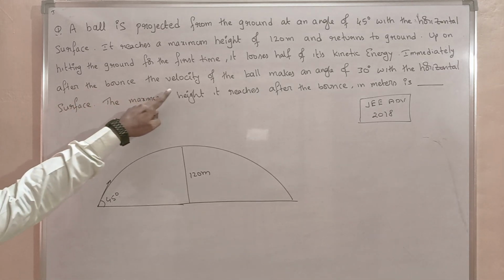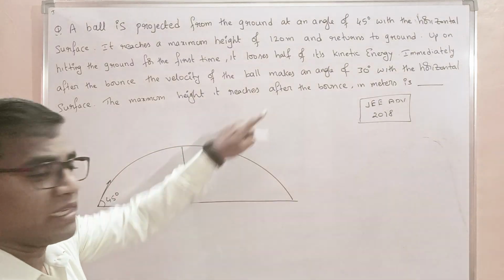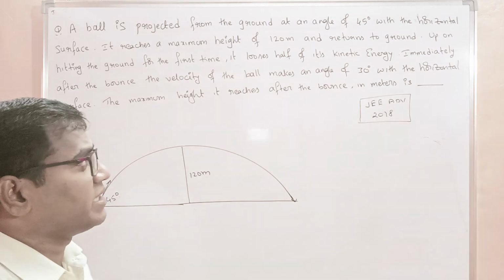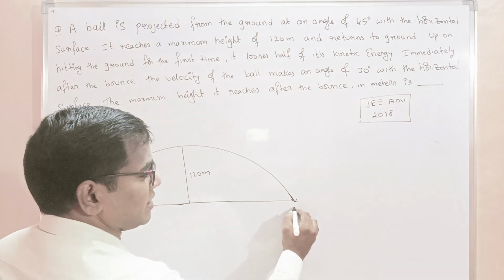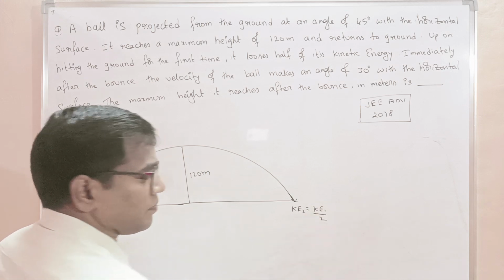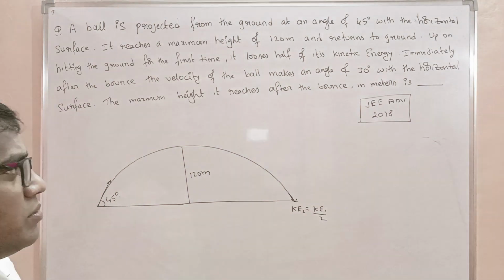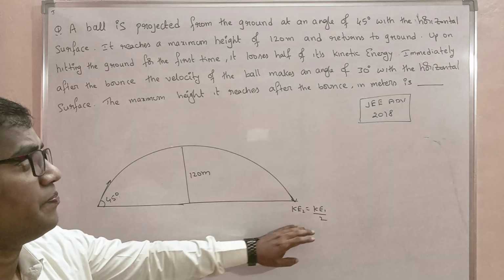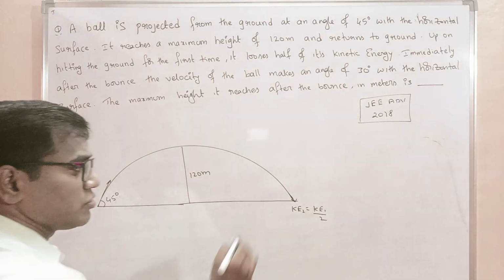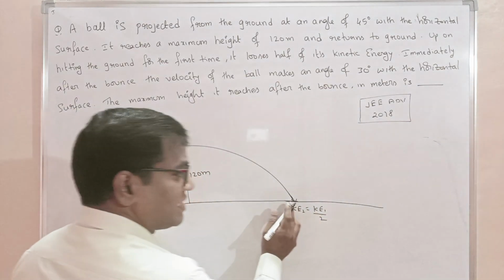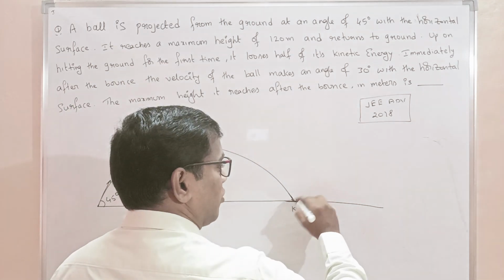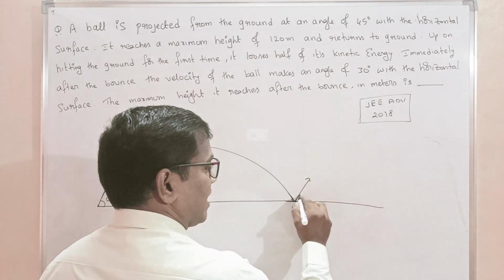Upon hitting for the first time, it loses half of its kinetic energy. So at the point of hitting, it loses half of its kinetic energy. Here kinetic energy 2 is half of 1, kinetic energy 2 is equal to initial kinetic energy by 2. Immediately after the bounce, the velocity of the ball makes an angle of 30 degrees. So at this point, with whatever energy it has, it again starts bouncing, and it makes an angle of 30 degrees.